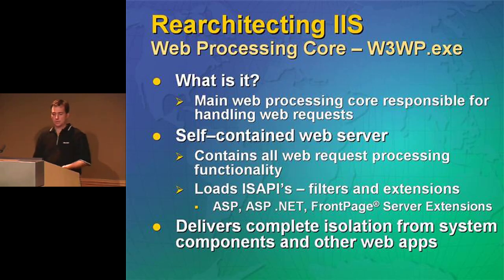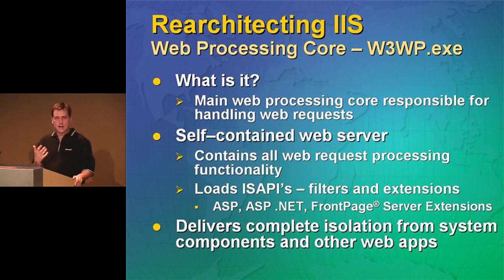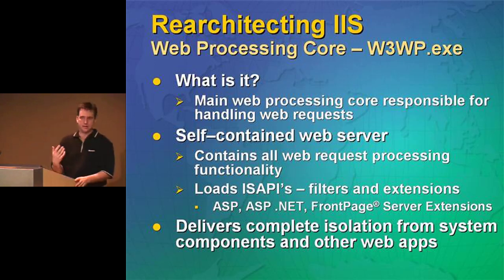So when I refer to ISAPIs being loaded into the worker process, these are typically applications like ASP and ASP.NET, or any custom ISAPI extensions that you might write. And again, filters. Something like the Commerce Server ISAPI filter would run in the w3wp.exe. Because it's its own separate executable and isolated from everything else, that's how you get reliability and availability. If you set up separate websites in their own process, the process boundaries prevent it from affecting any other applications.